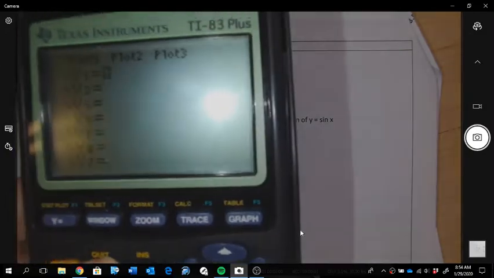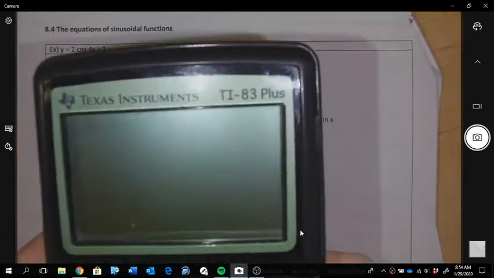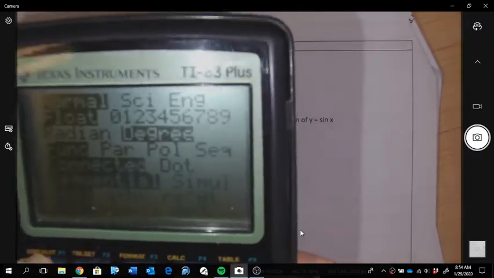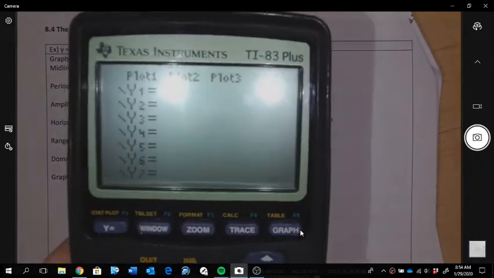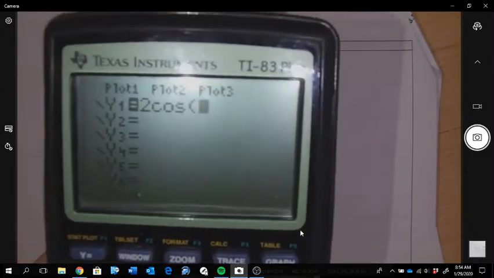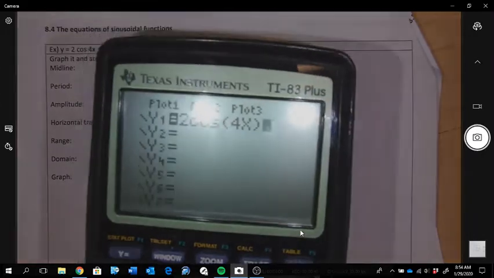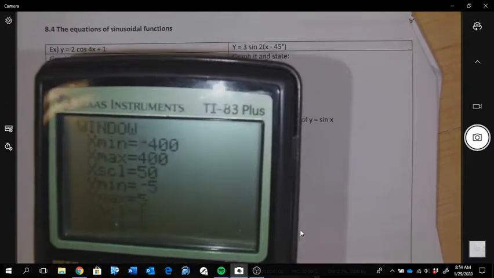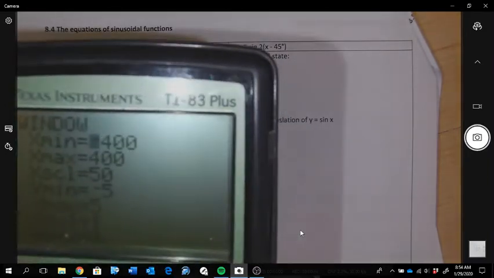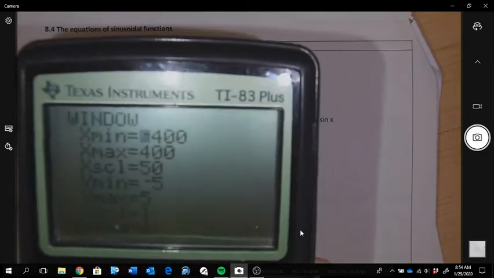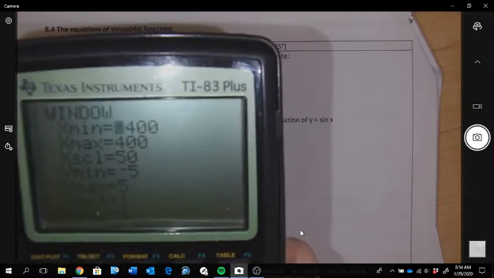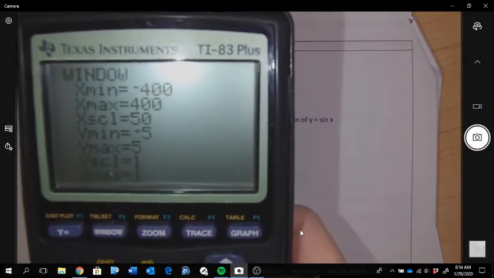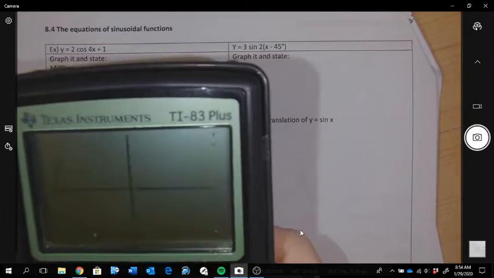So that means I'm going to go on my calculator and push mode, and make sure it says degrees. Now I'm going to go to y equals and enter the equation: 2 cos of 4x plus 1. In my window, since I'm in degrees, I thought about going from negative 360 to 360, so I went a little outside that. I went to the 400s, going up by 50s. And on the y, I went from negative 5 to 5. So we're going to graph that.